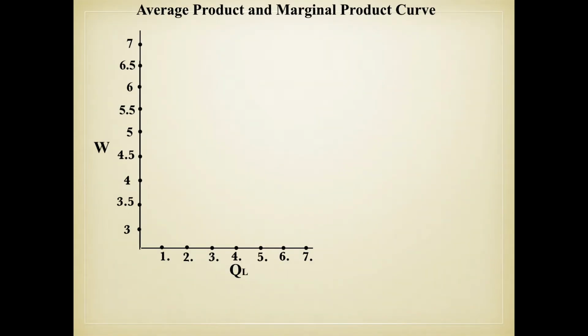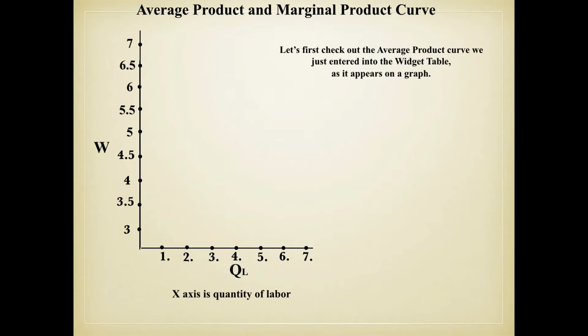So let's look at the average product and marginal product curve. Let's first check out the average product curve we just entered into the widget table. X-axis is quantity of labor, Y-axis is widgets.